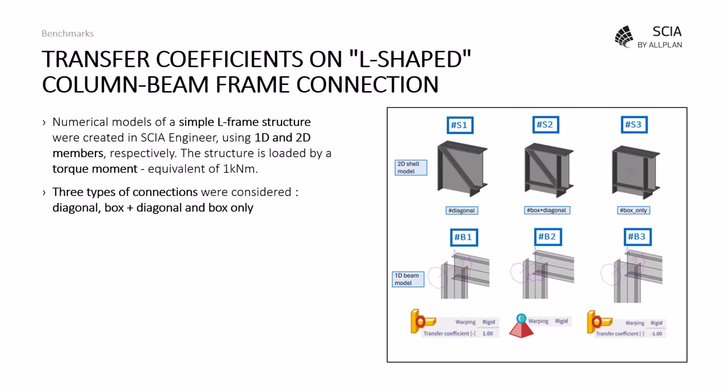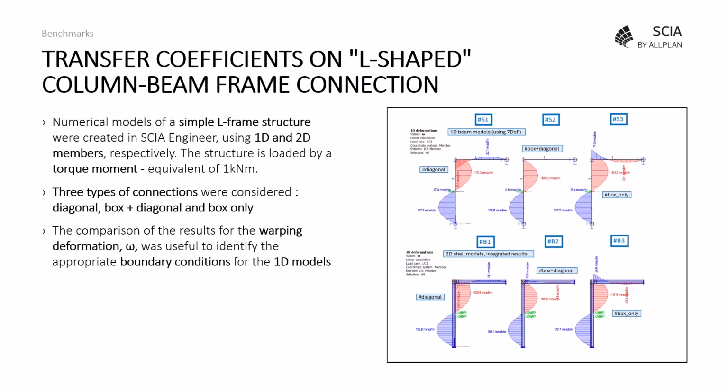For box plus diagonal, it's the approach where we use a nodal support with rigid warping, where we have the best results. As for the box-only approach, we go back to having a hinge, which is having a rigid behavior for warping, but in that case, the transfer coefficient must be equal to -1. And now you can see the values of omega obtained in the 6 models.